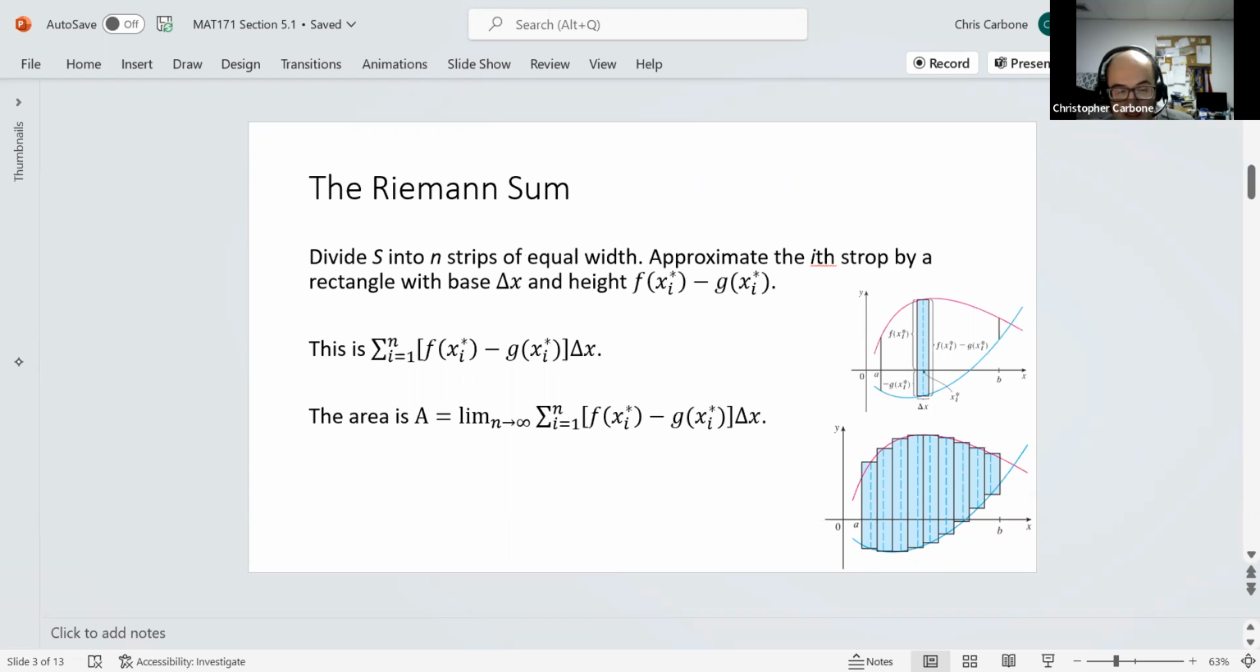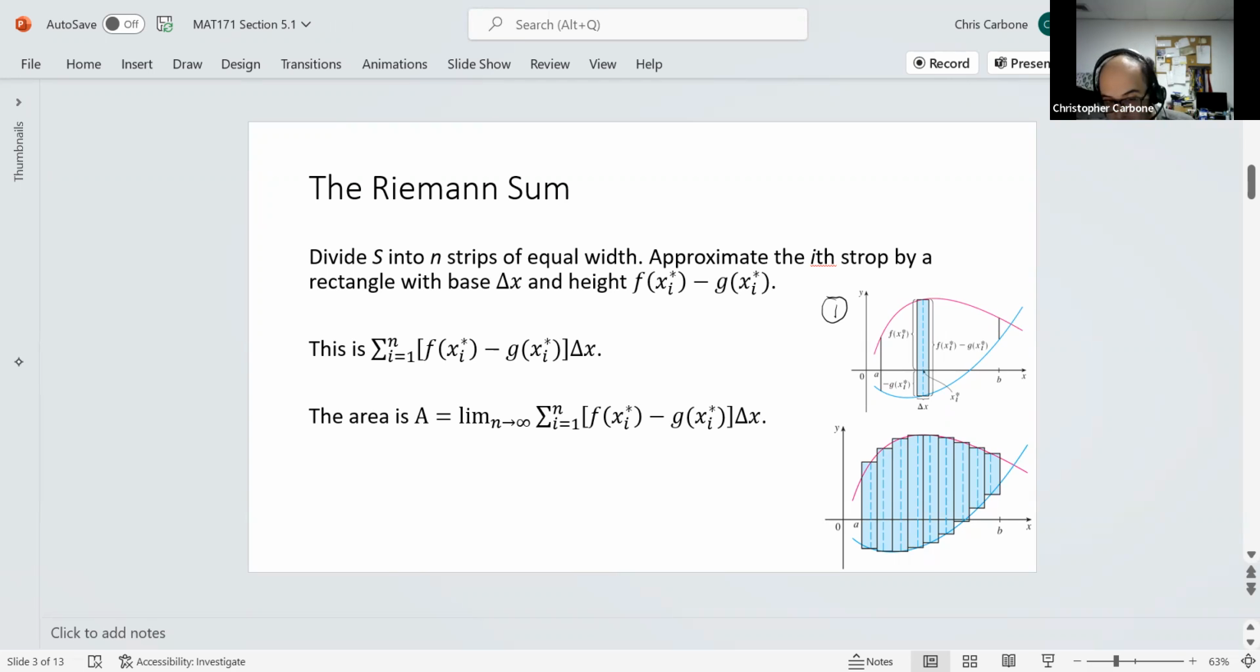So we would divide S into n strips of equal width, just like we did when we were calculating the Riemann sums. We approximate the ith strip by a rectangle with base delta x and height f of x sub i star minus g of x sub i star, based on those sample points, which is what we show in this first picture, showing those two functions and that particular rectangle based on that sample point.